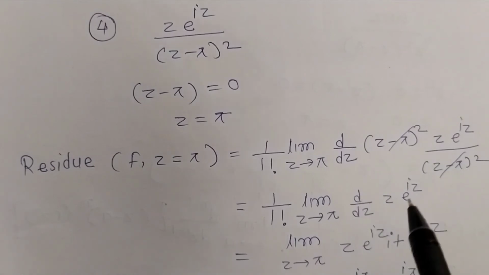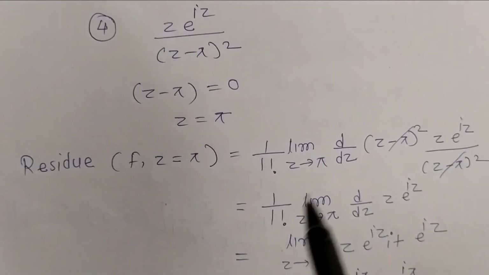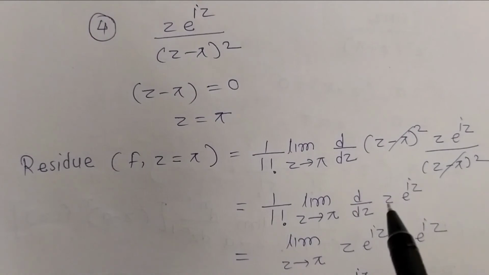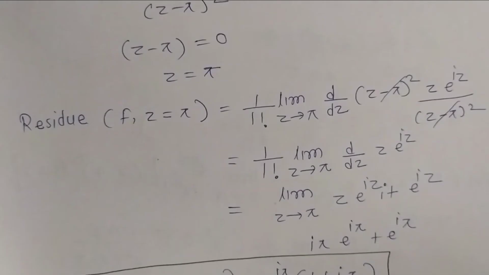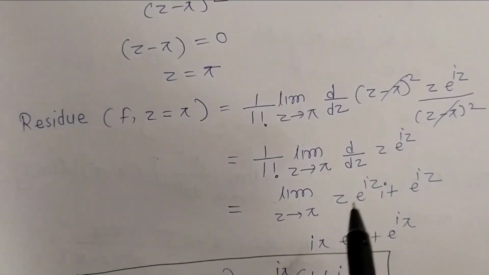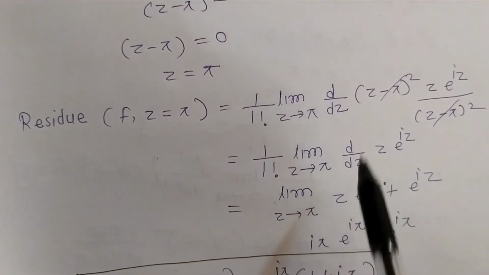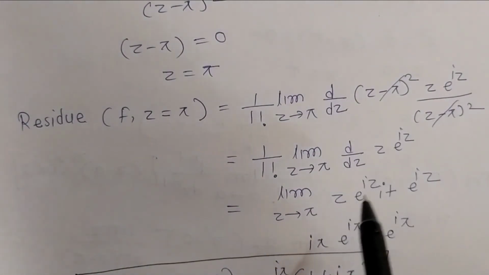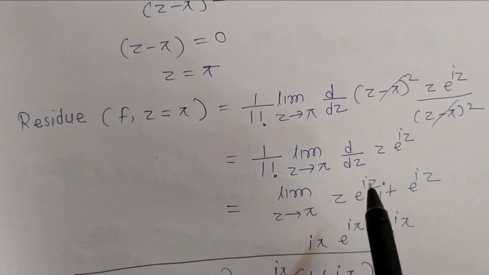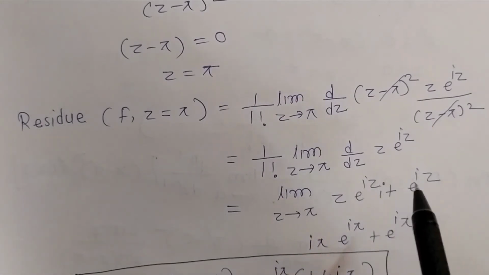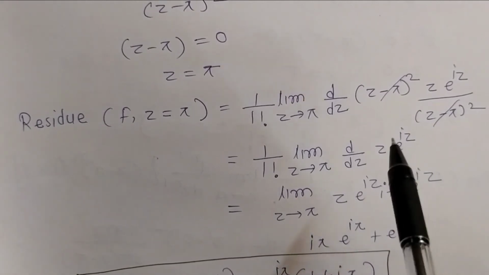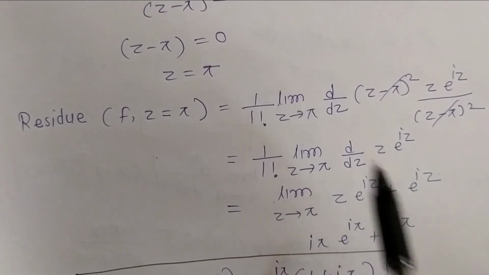The derivative of z e^(iz), limit z tends to π: first function times derivative of second, that is z times e^(iz) into i, plus second function e^(iz) times derivative of first, the derivative of z, which is 1.